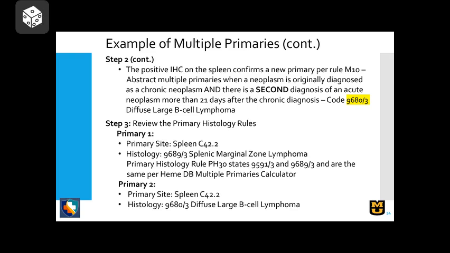Primary 2, primary site is spleen also, C42.2, and the histology is 9680/3, diffuse large B-cell lymphoma.